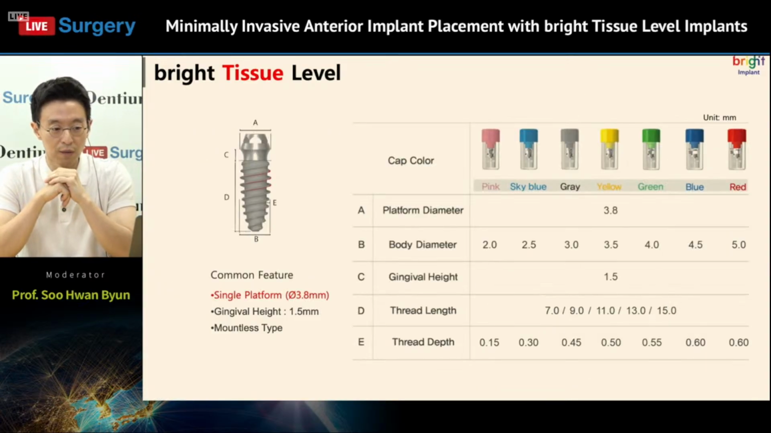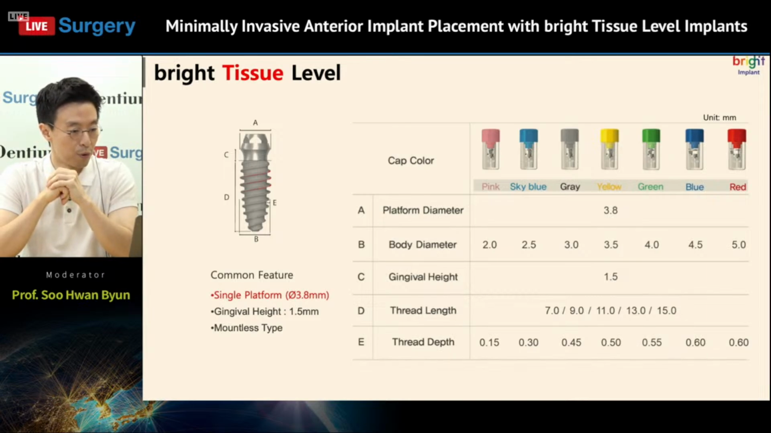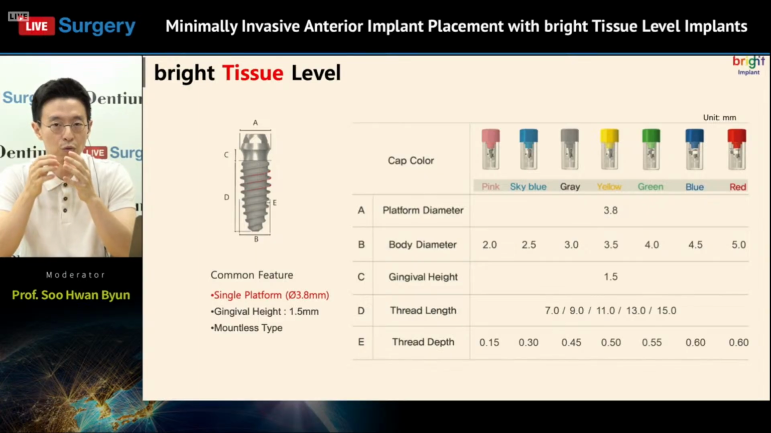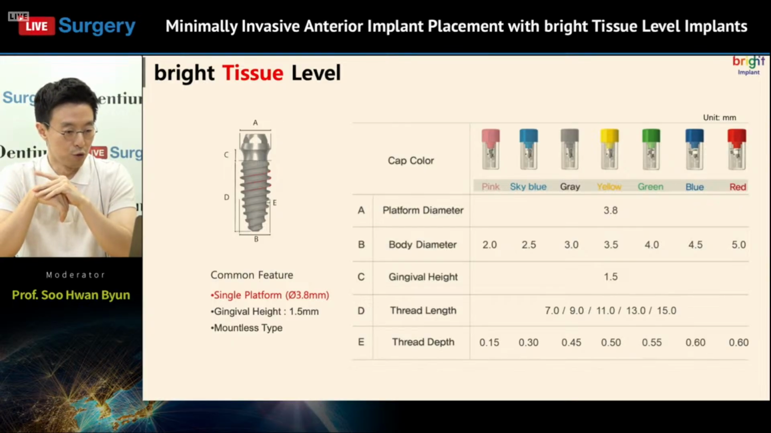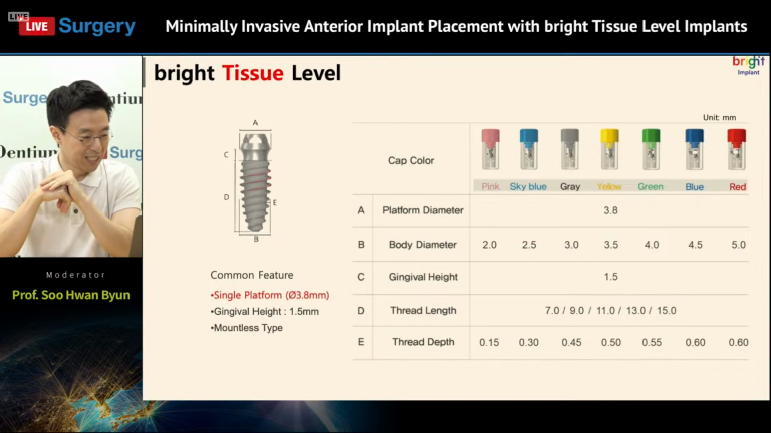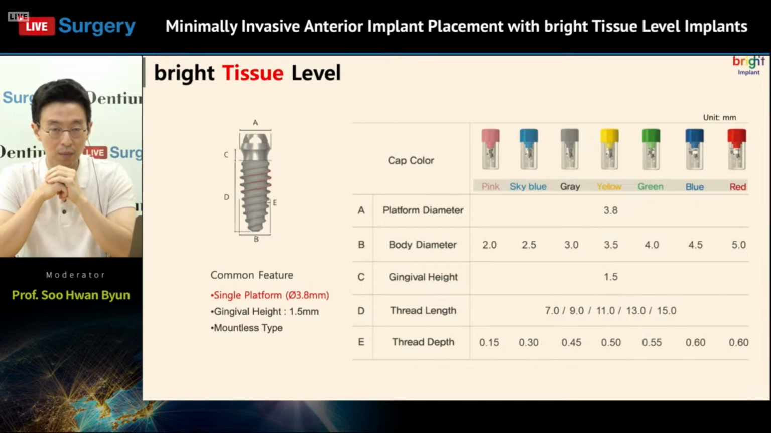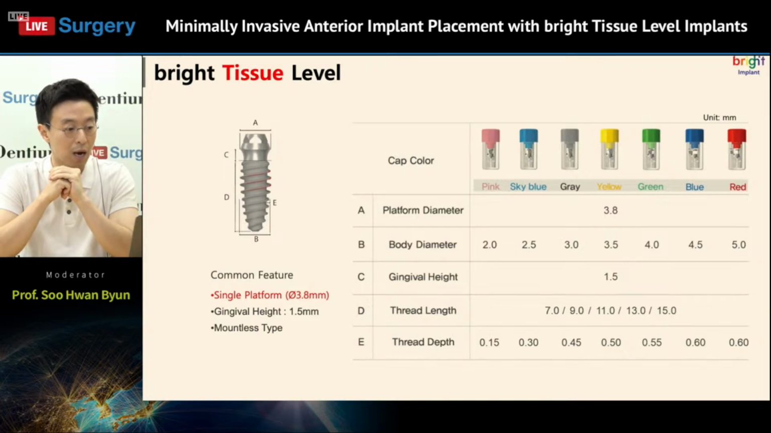There are a total of 7 different diameters: 2, 2.5, 3, 3.5, 4, 4.5, and 5 millimeter. I mostly use the 3 millimeter to 4.5 millimeter diameter fixtures, and rarely use 2 millimeter, 2.5 millimeter, and 5 millimeter. I'm using 2 and 2.5 millimeter fixtures in the anterior area. There are also 6 lengths: 7B, 7, 9, 11, 13, and 15.